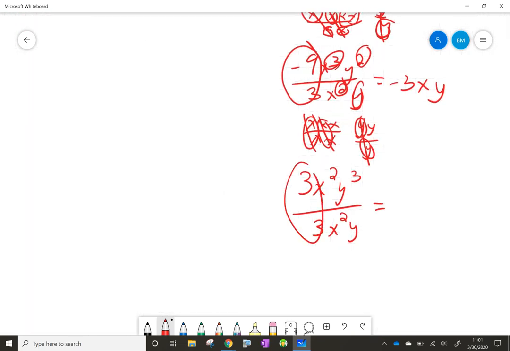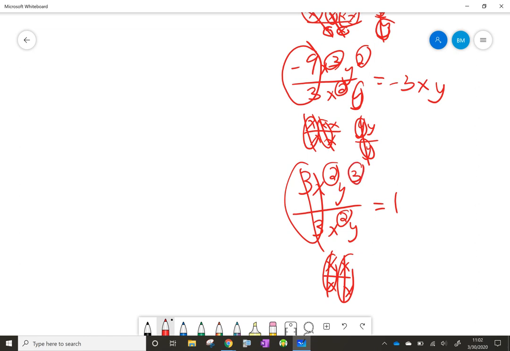So 3 divided by 3 is simply 1. x squared divided by x squared: you have 2 x's on top, 2 x's on bottom, which means that'll cancel, and there are no x's left over. So there is no x in this term.